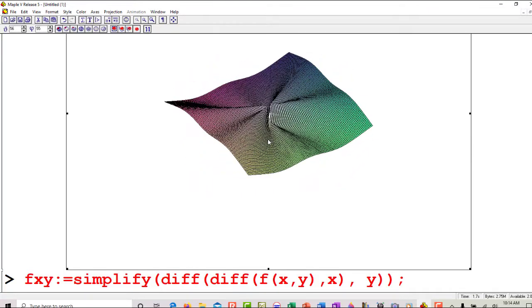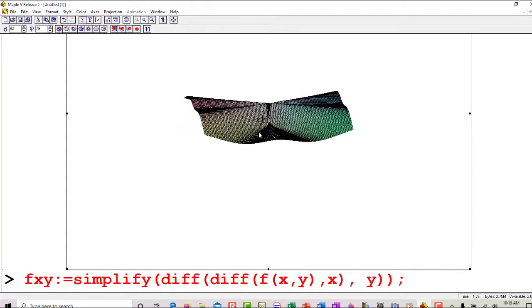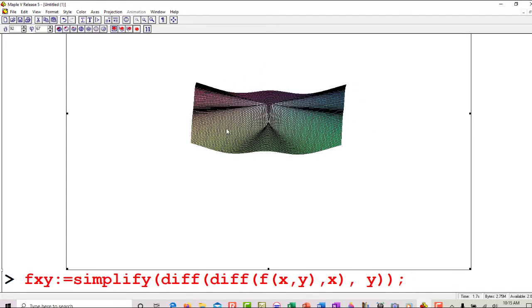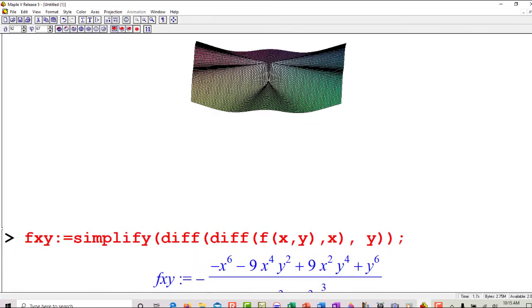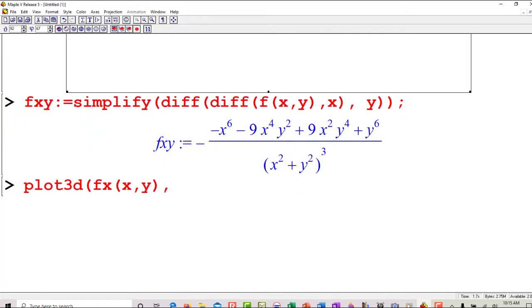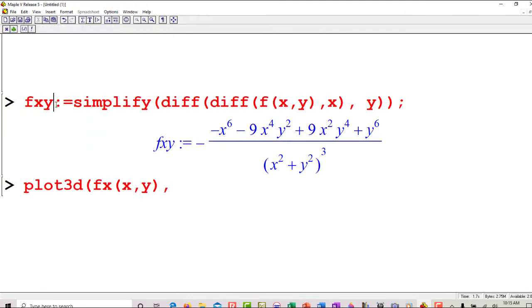It has kind of a big jump going on. Depending upon what direction you go towards the origin, you'll get different limits. So it turns out that these second order partials here are not continuous at the origin, and hence you don't get the equality that Clairaut's theorem would imply.